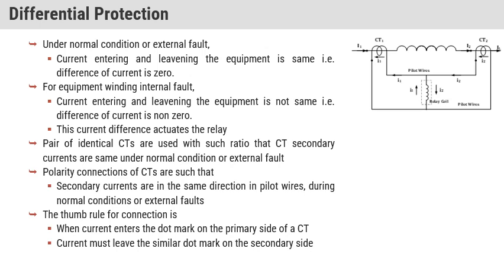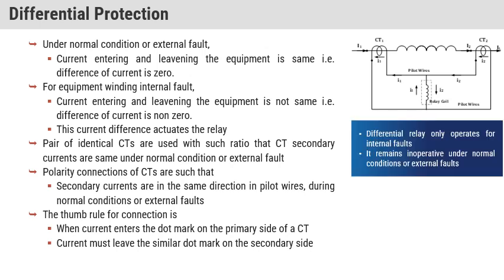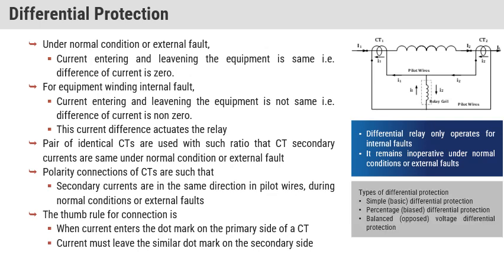The polarity connection of the CTs is such that the secondary currents are in the same direction in the pilot wires during normal condition or external faults. The rule for connection is that when current enters the dot mark on the primary side of the CT, current must leave the similar dot mark on the secondary of the CT. The differential relay only operates for internal faults. It remains inoperative under normal condition or external faults.